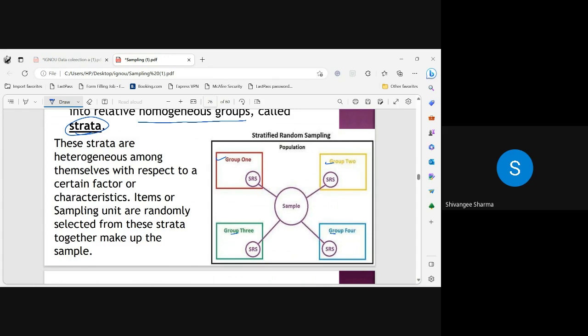So what we do is define all of those into groups, okay? And then out of those groups, we select a sample, and that is strata. The groups are known as strata, and when you select from those groups, that is stratified sampling.